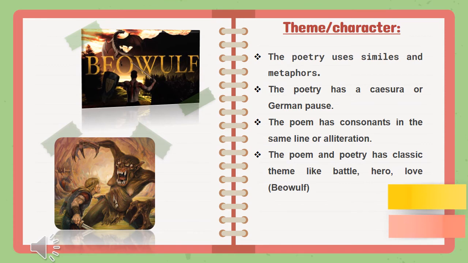And the last is the character of literature work in the period of Old English literature. This includes theme or character. The first, the poetry uses similes and metaphors. The second, the poetry has a caesura or German pause. The third is the poem has consonants in the same line, or alliteration. And the last, the poem and poetry has classic themes like battle, hero, love, Beowulf.